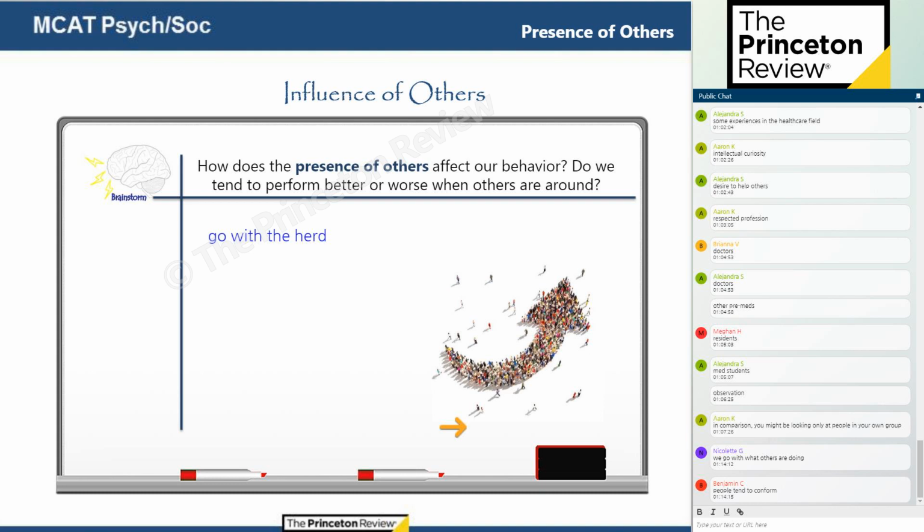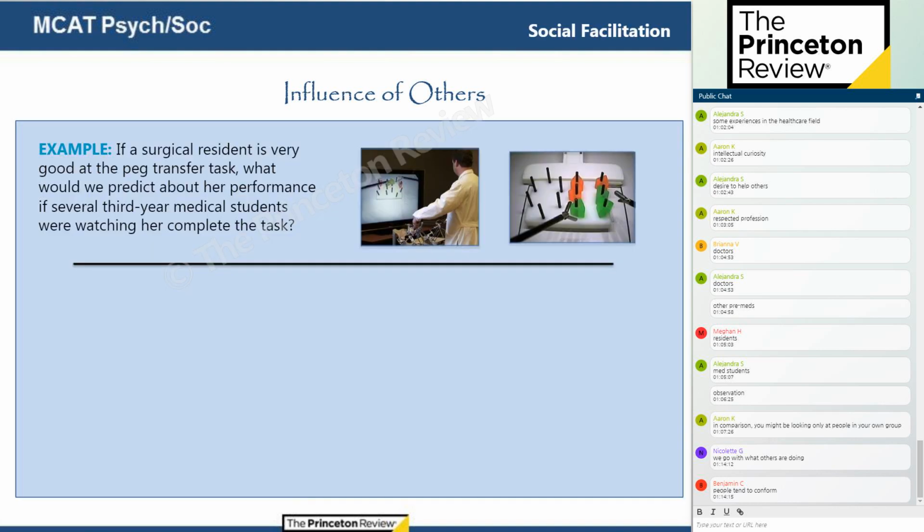So we're going to be looking at some things about that right now. How the presence of others influences our behavior. So here we've got an example scenario. We've got a surgical resident that's very good at a peg transfer task. What do you think is going to happen to this person's performance if they're watched by third-year medical students?